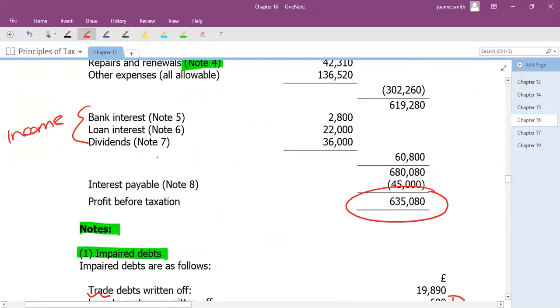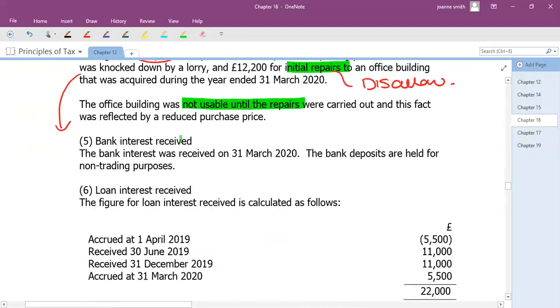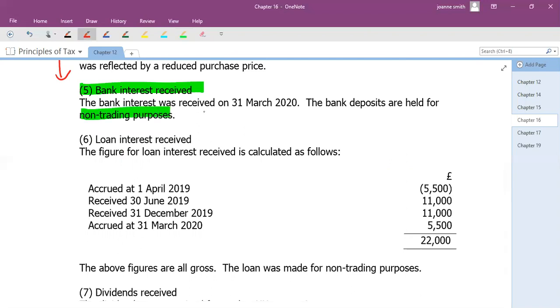But what I would advise you to do is still read the notes just to make sure that these three items are non-trade. So if we go down to note number 5, first of all, bank interest received was for non-trade purposes, therefore disallow.